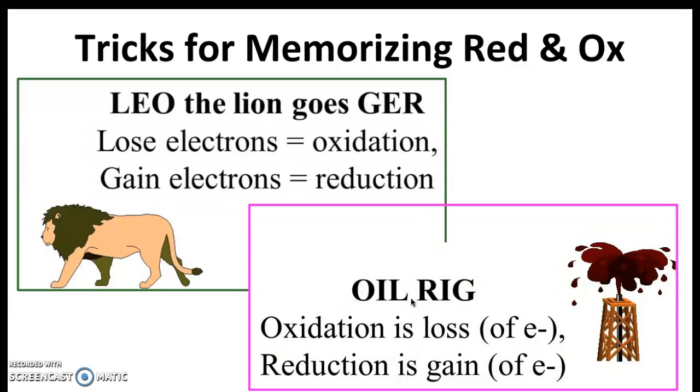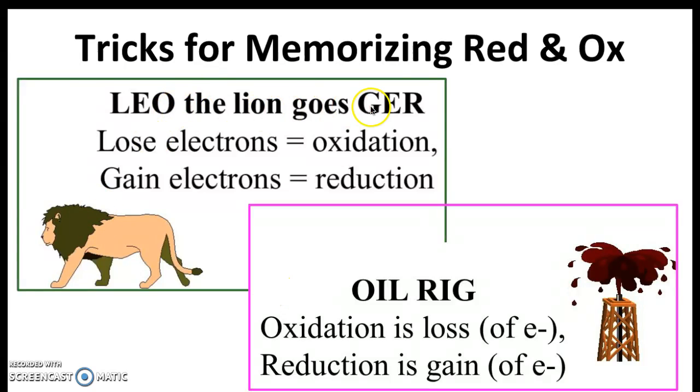In this unit, you're going to have a lot of terms to memorize, and the first terms are reduction and oxidation, so you definitely want to find ways of memorizing them. As much as I can, I'll try and give you some tricks. So here are a couple of tricks for memorizing reduction and oxidation. You can choose one or both of these to memorize, if it's helpful for you.